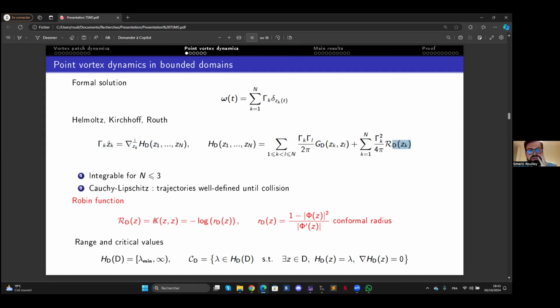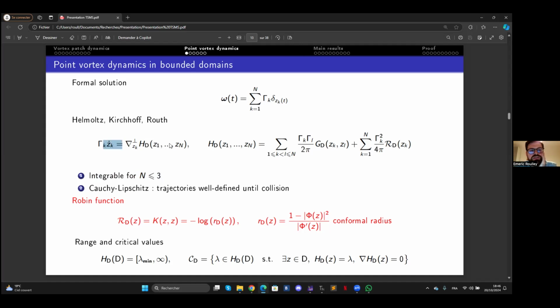And R_D is given by K(z,z), so R_D of z, where K is the smooth perturbation of the logarithm for the Green kernel. You can relate it to the so-called conformal radius, which is this quantity, which is important in geometry. And this Hamiltonian system is integrable for n less than or equal to 3. So if you have 1 point, 2 points, or 3 points, it is an integrable system, so you can completely describe the motion with given quantities.